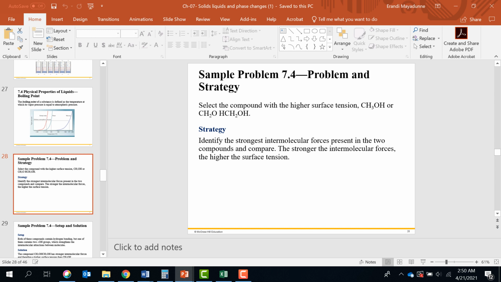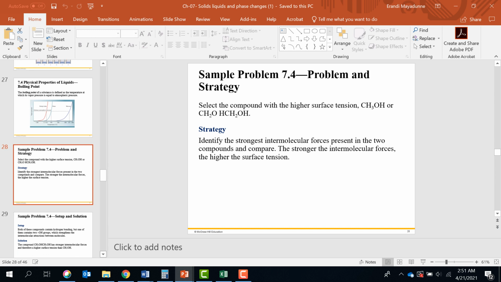So, I have a question. Select the compound which has higher surface tension. So, we can see this compound. I know it's just a little bit, but the compound is bigger. When the compound is bigger, it has a bigger area to have the intermolecular interaction. So this one has the higher surface tension.